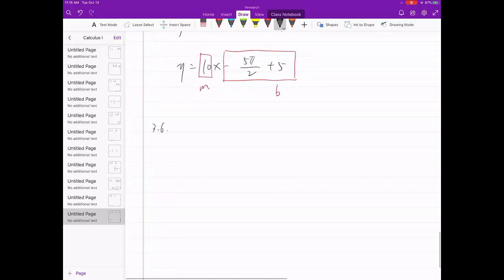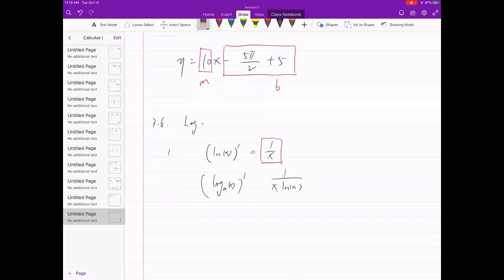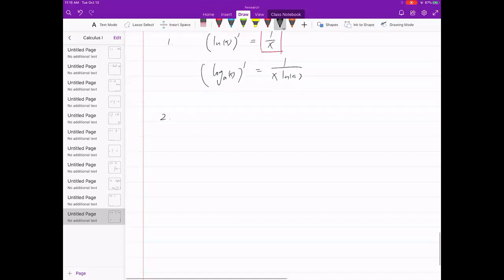3.6, we were talking about log. First one is the derivative of log is going to be this, and the derivative of log base a for anything is going to be 1 over x ln a. From here, you can see we are going to use this one a lot. This is less frequent, but we need to know it. Good. Second, we were talking about the advantage of log because log has nice properties.